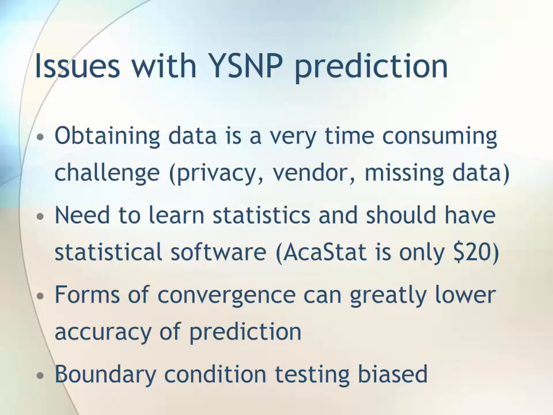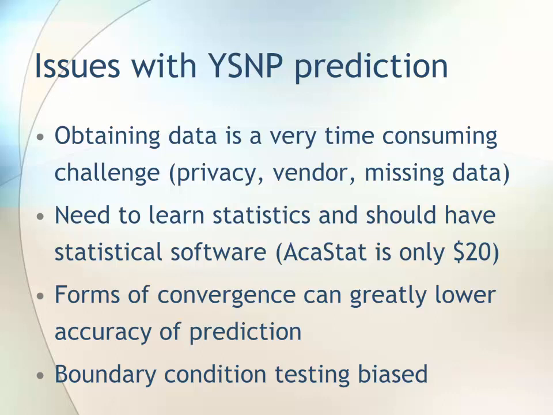But you can get one for only $20. Accustat does generate good constants. Unfortunately, the accuracy measurements are a little lacking in this particular product. There are also forms of convergence that can greatly lower the accuracy of prediction.